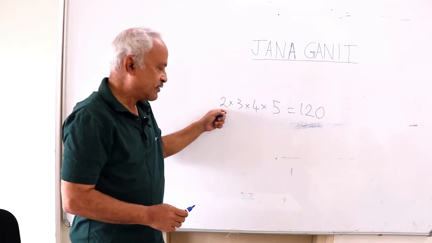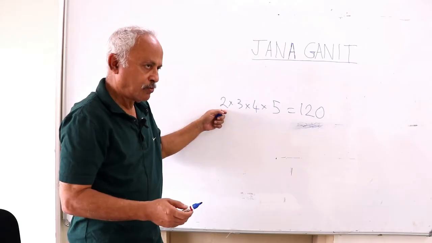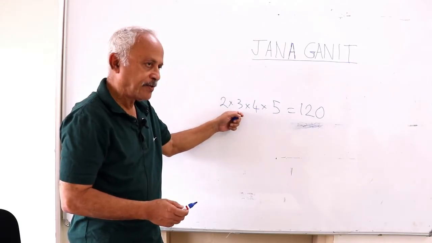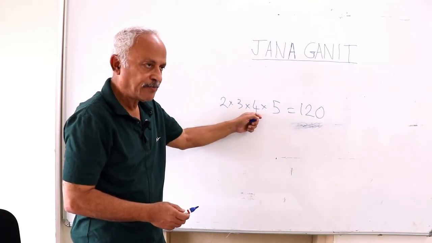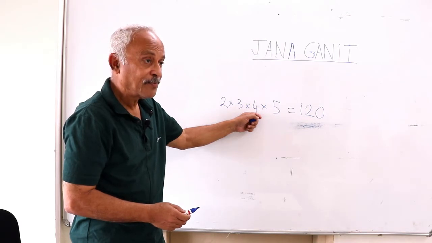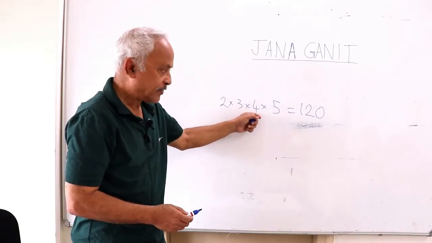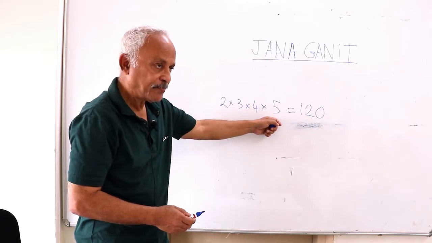Can I factorize 2 further? No. Can I factorize 3 further? No. Can I factorize 4 further? Does 4 have factors? What are the factors of 4? 2 into 2. So I can factorize this. Can I factorize 5? No.